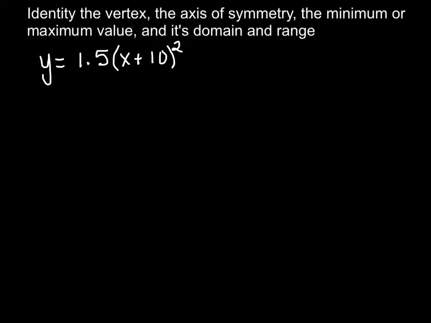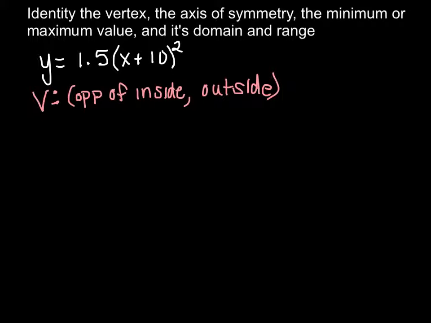We have to identify the vertex, the axis of symmetry, the minimum or maximum value, and its domain and range. So let's go ahead and start with the vertex. The vertex is going to be the opposite of the inside, comma, the outside. And when I say inside and outside, I'm talking about the parentheses.